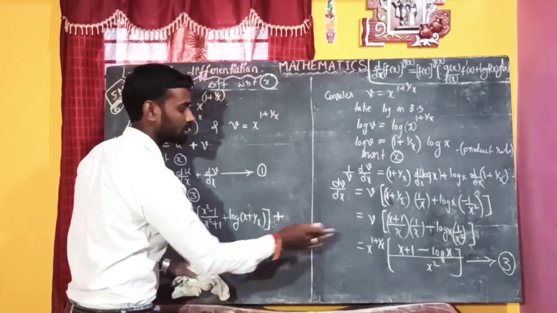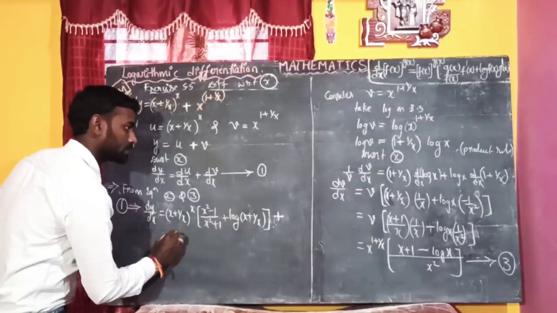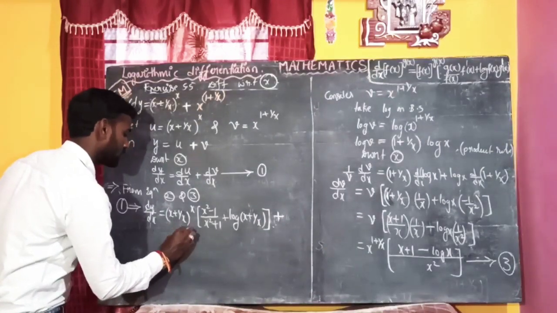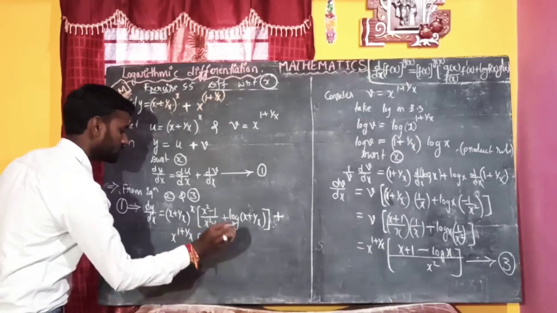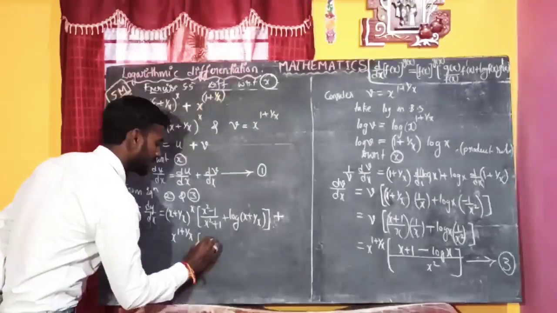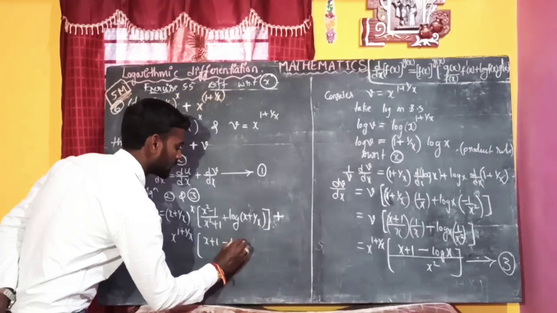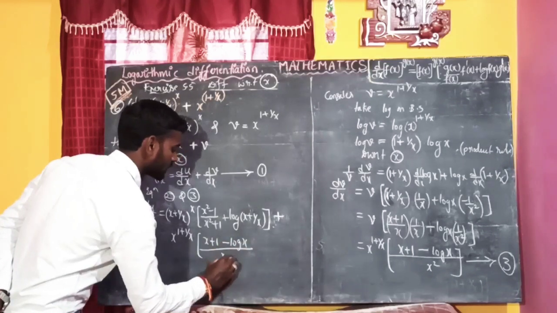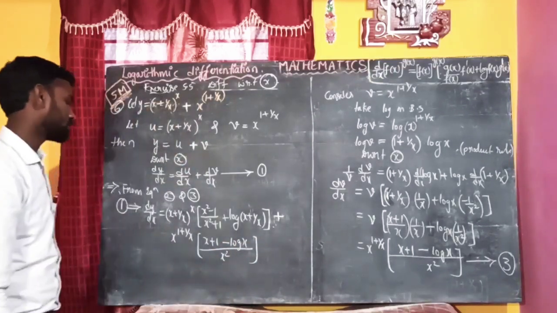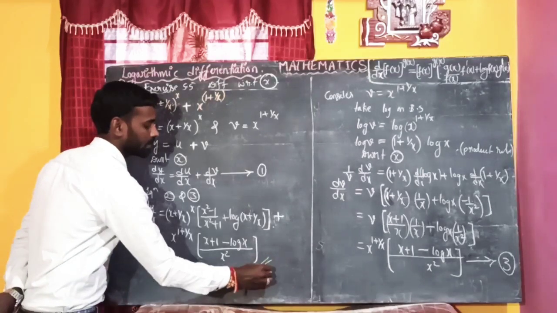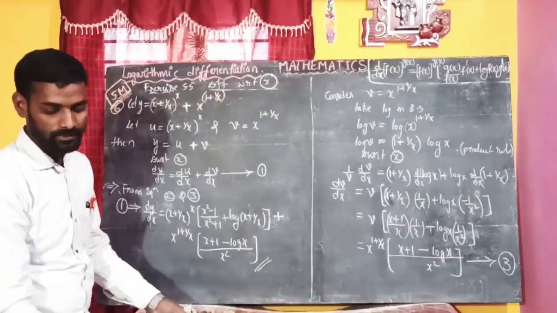Plus equation 3 is x plus x to the power of 1 plus 1 by x into x plus 1 minus log x by x square, by x square. This is our required answer, guys. This is our required answer.